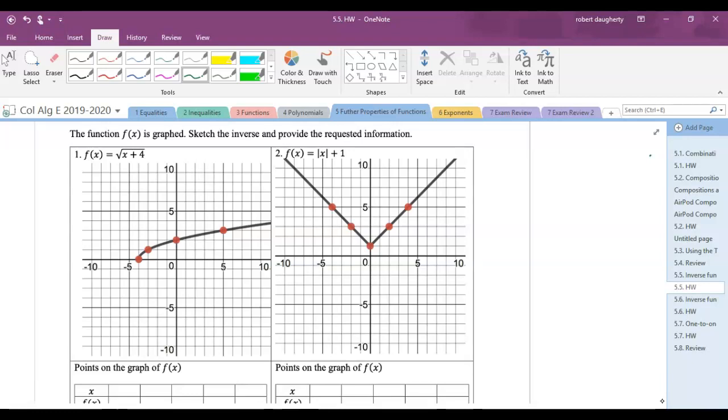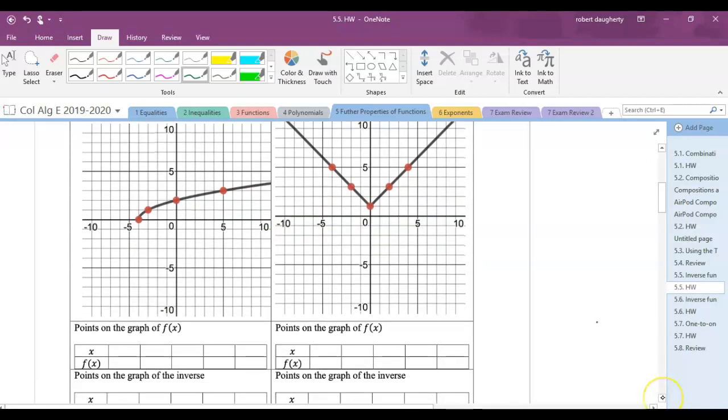So what are these points that I'm seeing? Let's identify some points. What are these points I see on the graph? Negative 4, 0. And it looks like negative 3, 1.